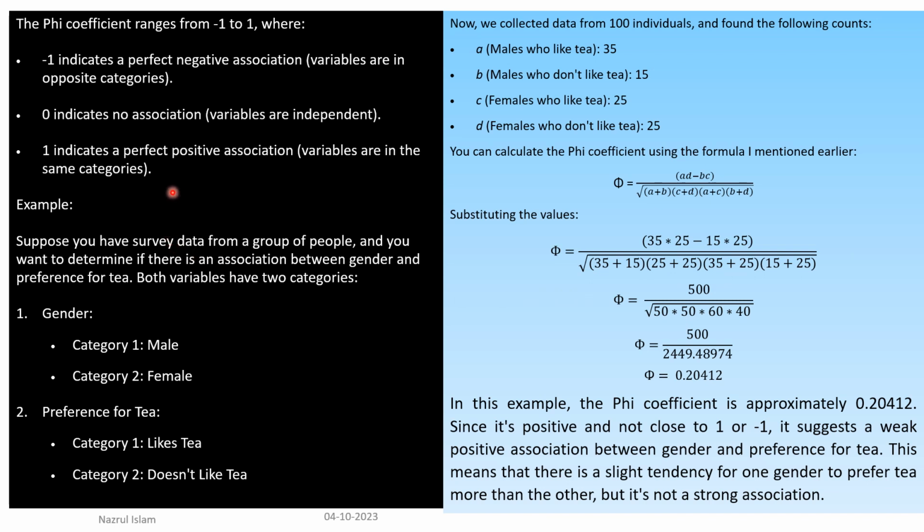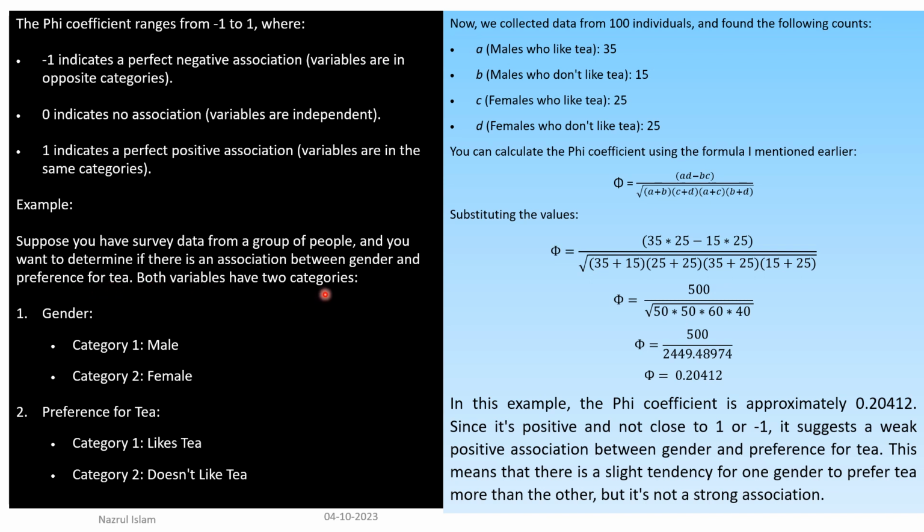So the Phi coefficient ranges from -1 to +1, like other correlation coefficients. We have taken an example for discussing the Phi correlation coefficient. Suppose you have survey data from a group of people and you want to determine if there is an association between gender and preference for tea.